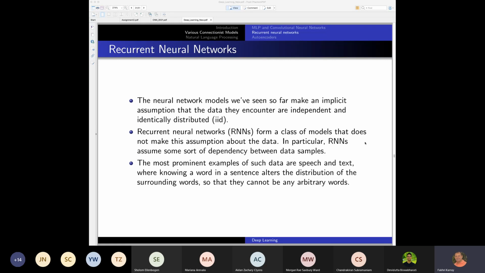So recurrent neural networks form a class of models that doesn't make this assumption about the data. The data is not static. It's not identically distributed by one particular model. The most prominent examples of such data are speech and text, where knowing a word in a sentence alters the distribution of the surrounding words, so that they cannot be arbitrary words.